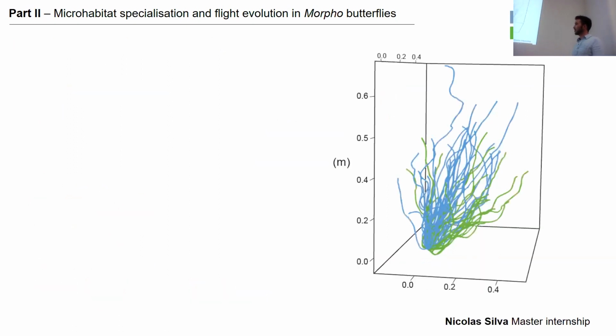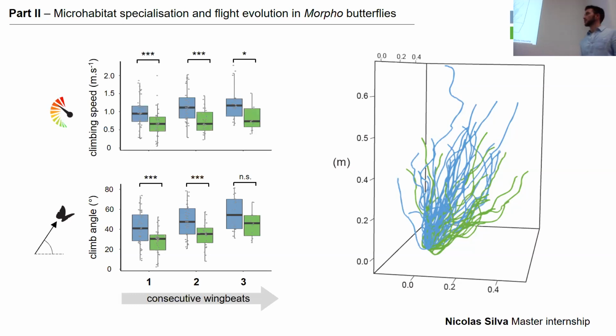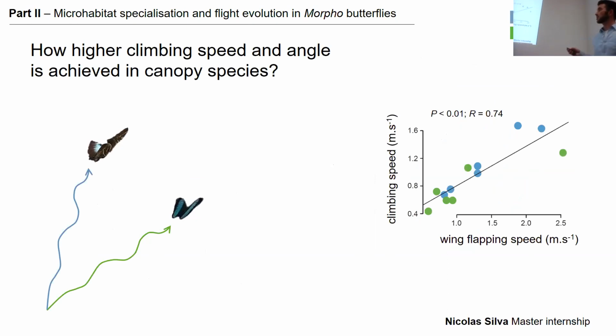First, looking at the flight trajectories strongly suggested steeper climbs in the canopy species, in blue in the figure. And this was confirmed by the measurement of climb angle. Here you can see climb angle shown per wingbeat, so you see the climb angle getting steeper and steeper over 3 consecutive wingbeats. And for the climbing speed, we also found higher speed in the canopy species. Then I tried to understand how this higher speed and angle is achieved in canopy species, and I obtained some insights from the analysis of wingbeat kinematics. In particular, the climbing speed was well predicted by the speed of the beating wing.